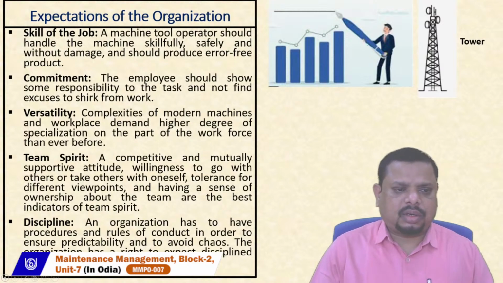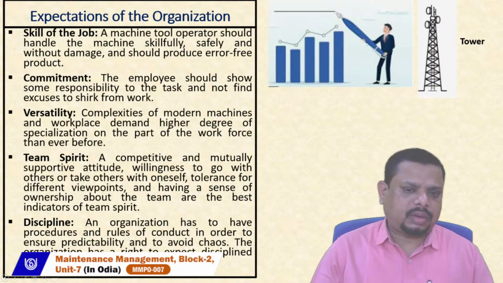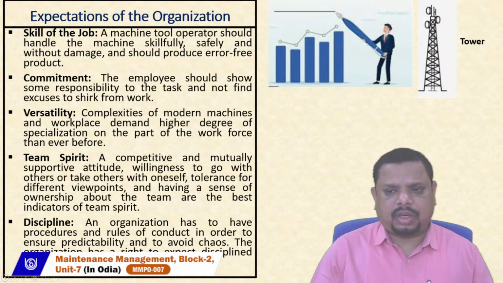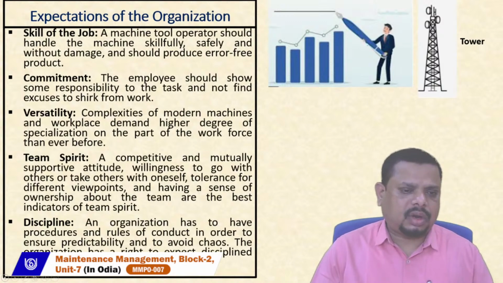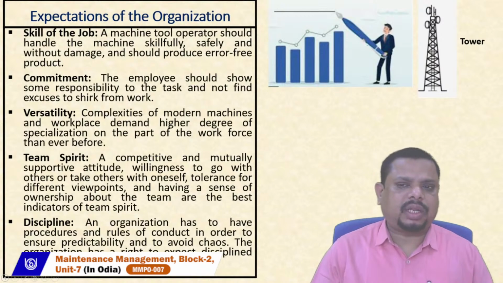The next is versatility. The complexities of modern machines and the workplace demand a higher degree of specialization on the part of the workforce than ever before. If you go for a higher set of facilities, especially modern flexible manufacturing methods, or where work demands a high degree of specialization, in those cases the workforce is basically mobilized from one place to another.